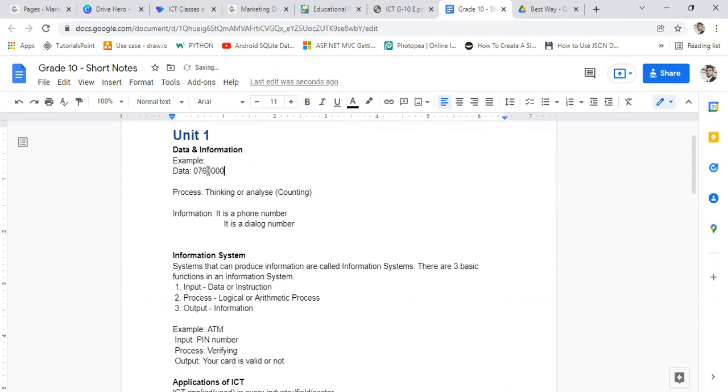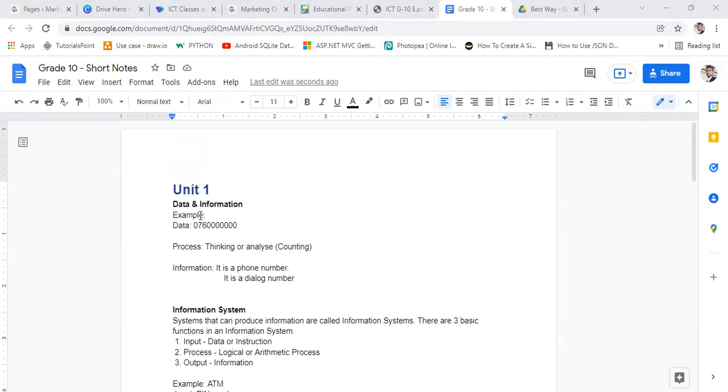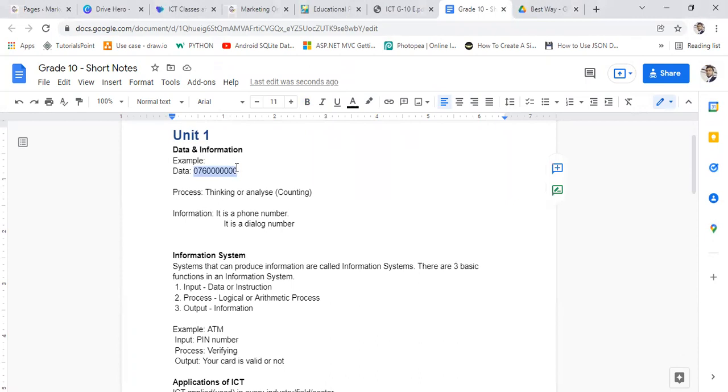Now we can just change it to 0 0 0 3 6 8. Now this is an example. When someone says a number, or when you see a number, let's say this number 0 7 6 0 0 0, this type of number is just data. It's just data.